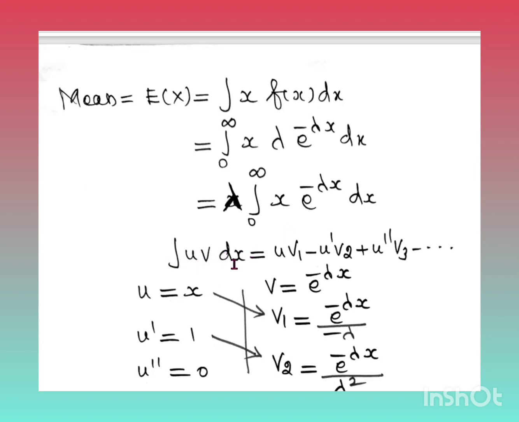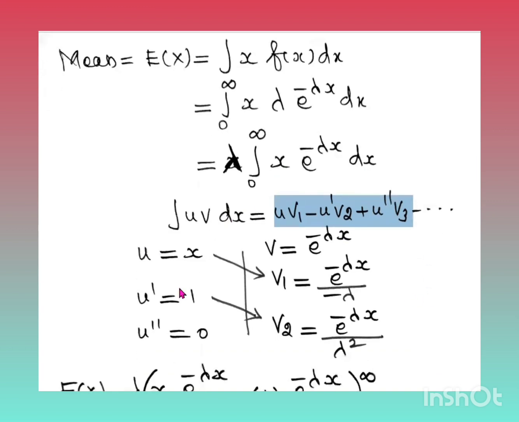Integral uv dx is equal to uv1 minus u dash v2 plus u double dash v3. U dash, u double dash, u triple dash are differentiations. v1, v2, v3 are called integrations. So u is x. U dash is 1, if you differentiate one time you will get 1. U double dash, you have to differentiate another time, so it will be 0.